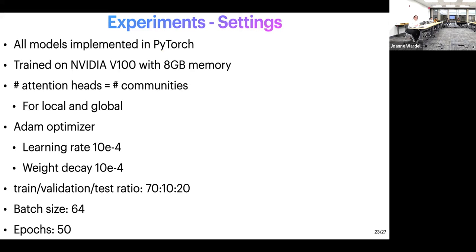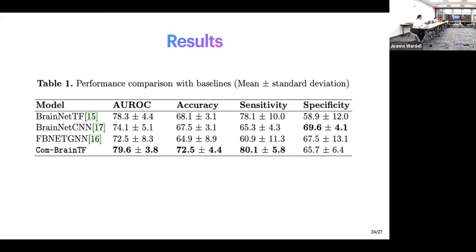And this is just the experimental settings that they used. Their models were implemented in PyTorch, and they trained on the NVIDIA V100. I won't read all of this, but the number of attention heads that they used was equal to the number of communities. They did this for both the local and the global transformers.